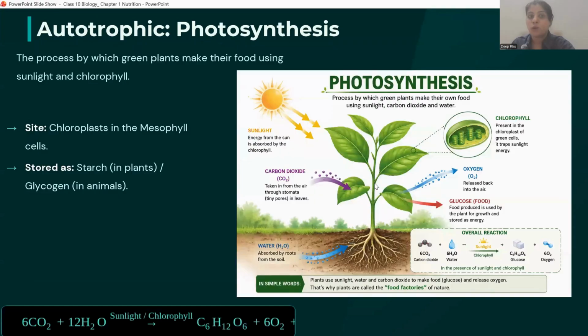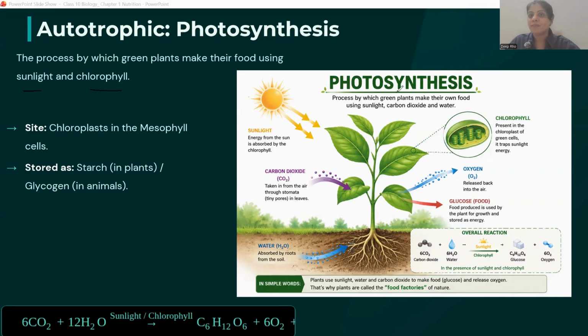Let's start with autotrophic nutrition. What is autotrophic nutrition? The process by which green plants make their food using sunlight and chlorophyll. Photosynthesis is performed in the chloroplast in the mesophyll cell. Excess food, once it is prepared, is stored as starch in the plant. So let's start with photosynthesis.